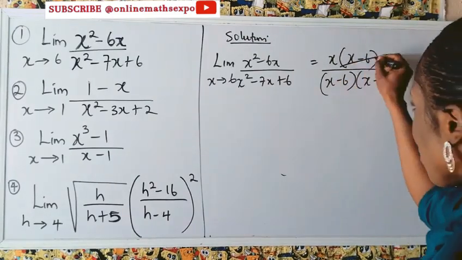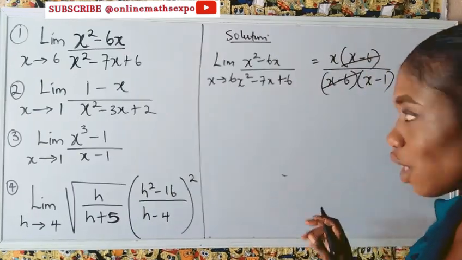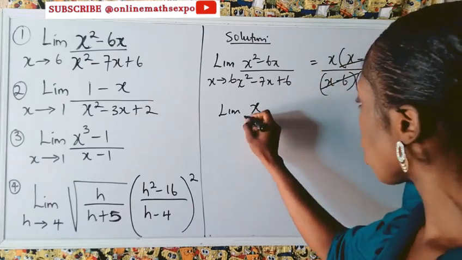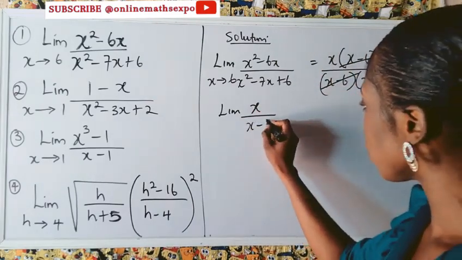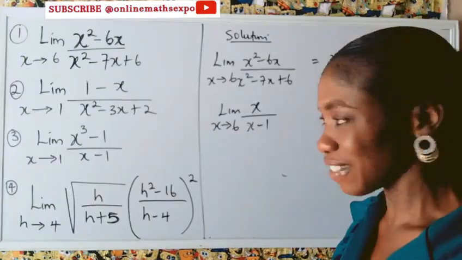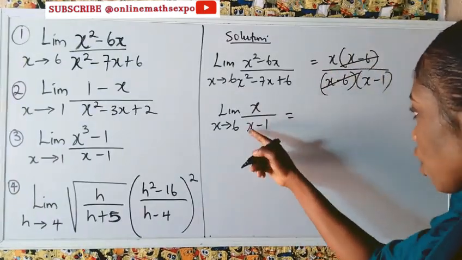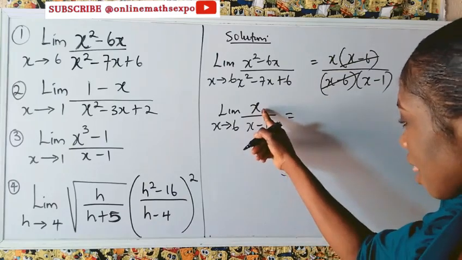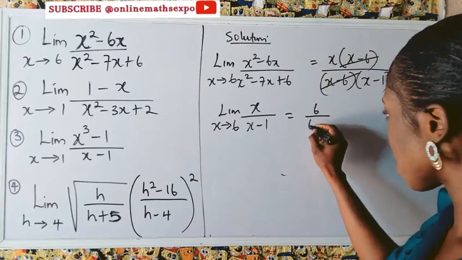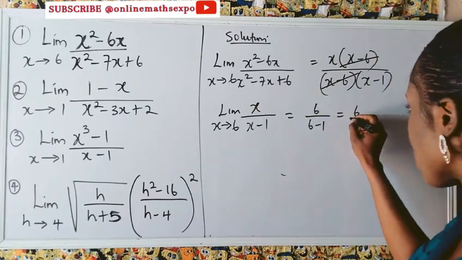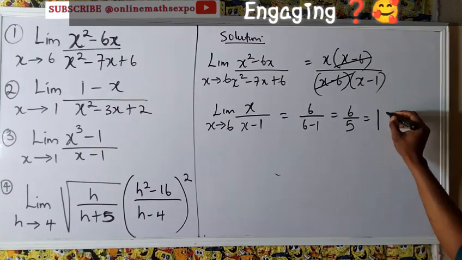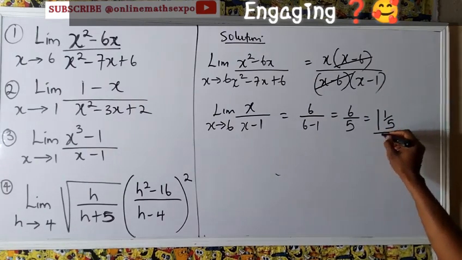So those common expressions are what you are going to rule out, so that we now have the limit of x all over x minus 1 as x approaches 6. We have now simplified, so you put in the value of 6 here, we have 6 all over, put in the value of 6 here, we have 6 minus 1. And that will give us 6 all over 5, which will give us 1 whole number, 1 over 5.